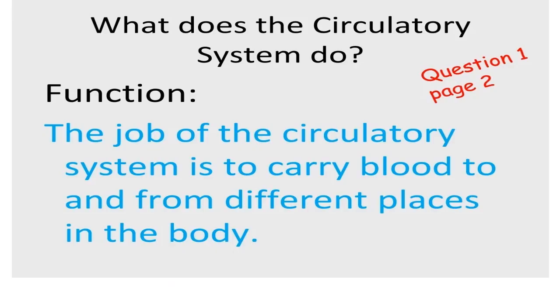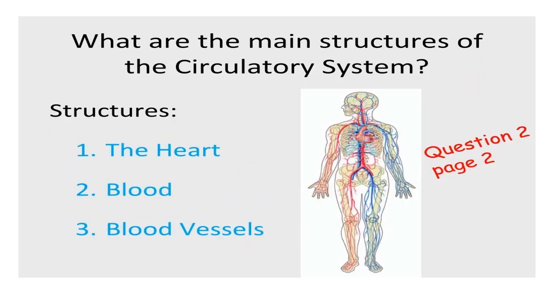Circulation of blood. What does the circulatory system do? The main function of the circulatory system is to carry blood to and from different places of the body, that is from the systemic parts of the body, the lower parts of the body. And the main structures of the circulatory system are divided into three: the heart, blood and blood vessels.